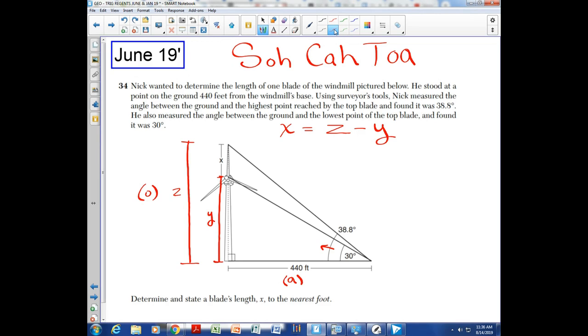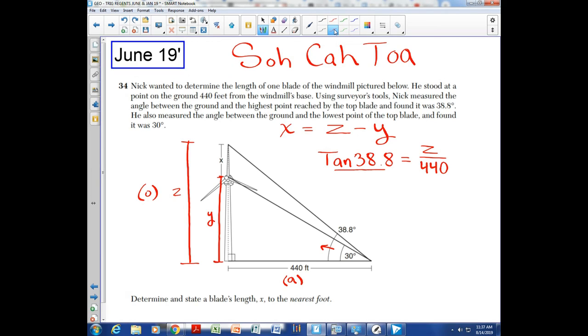So in order to find side z, the tan of 38.8 degrees is going to be equal to side z, my O, over my A, which is 440. And now we have a situation where our x, or our z in this case, is on top. So in this case, I'm going to cross multiply.